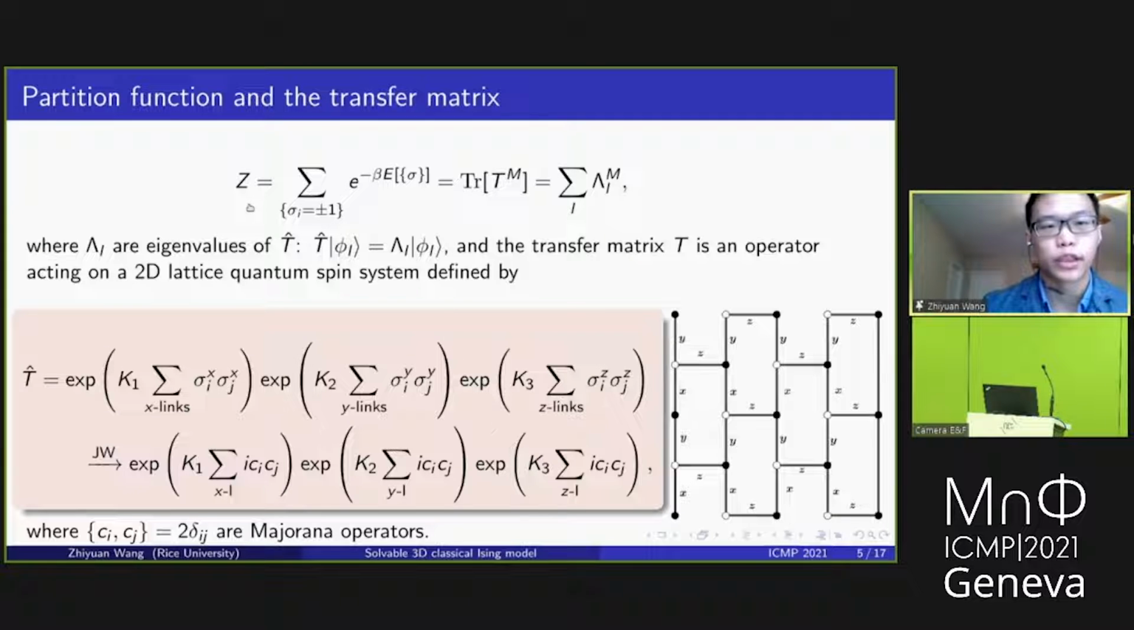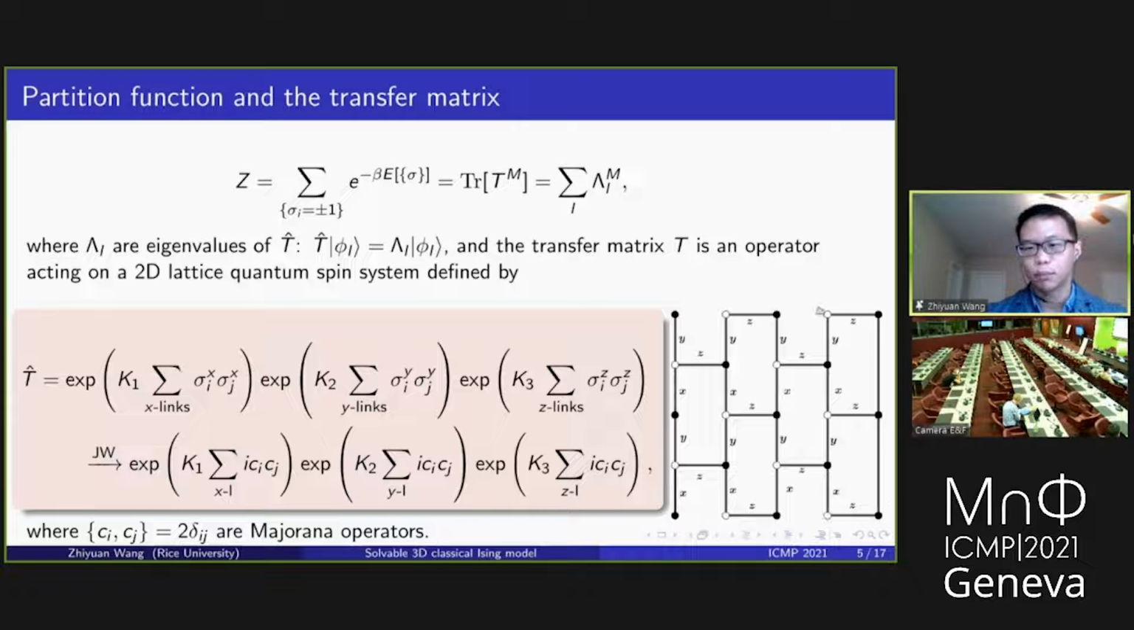So the goal here is to exactly compute the partition function of this model. To this end, we use the transfer matrix method. The transfer matrix is defined in such a way that the partition function is equal to the trace of the mth power of the transfer matrix. So the problem of calculating the partition function is reduced to computing the eigenvalues of the transfer matrix. And the transfer matrix for our model is written here. It is defined as an operator that acts on a two-dimensional quantum spin system, which is defined on this 2D brick wall lattice.